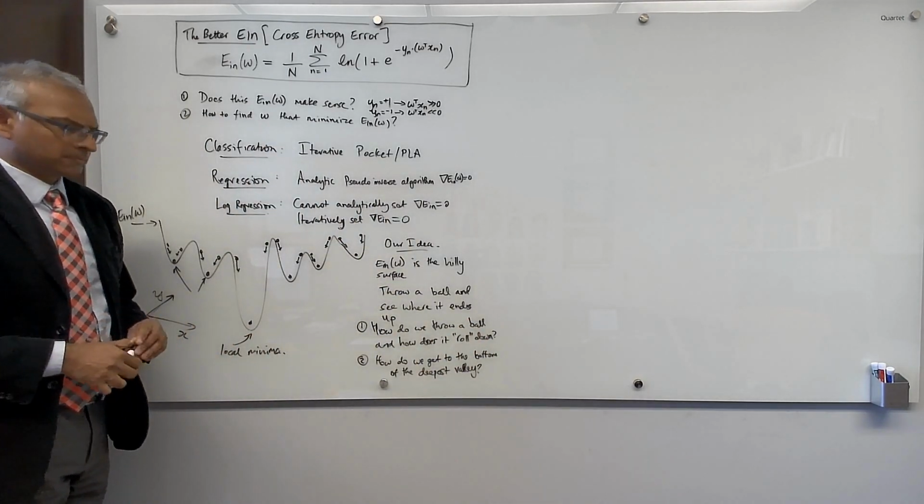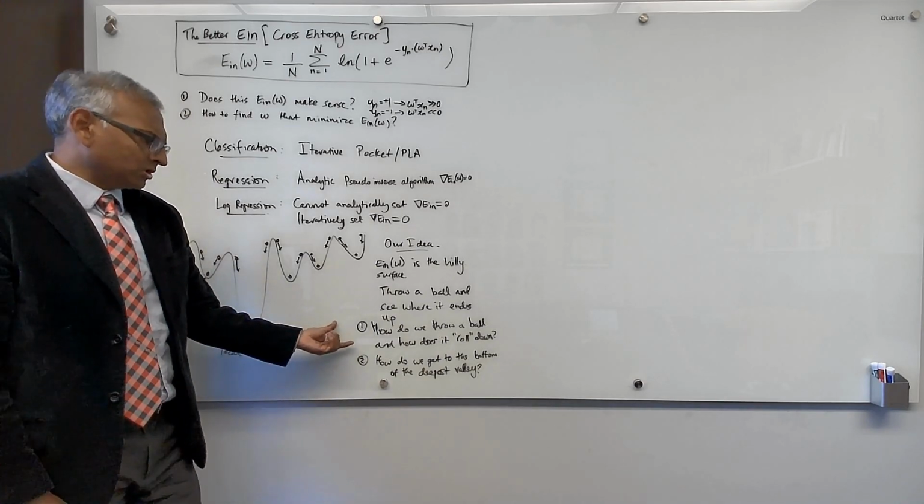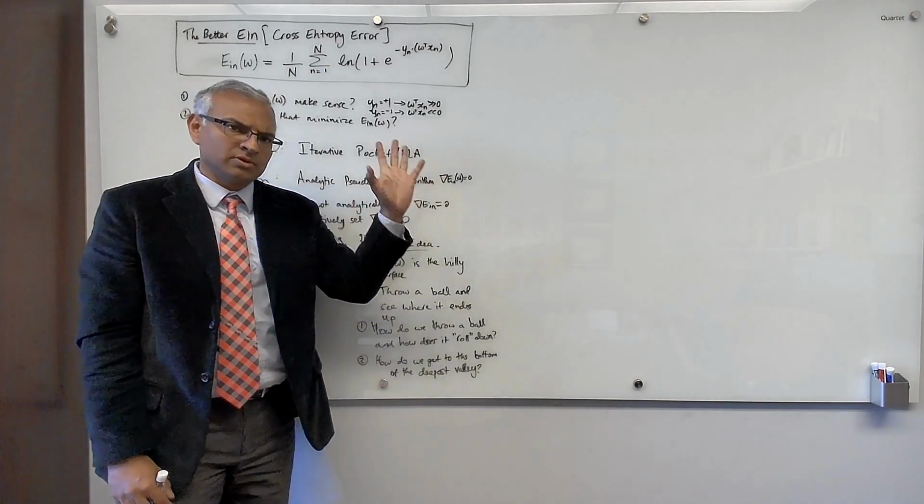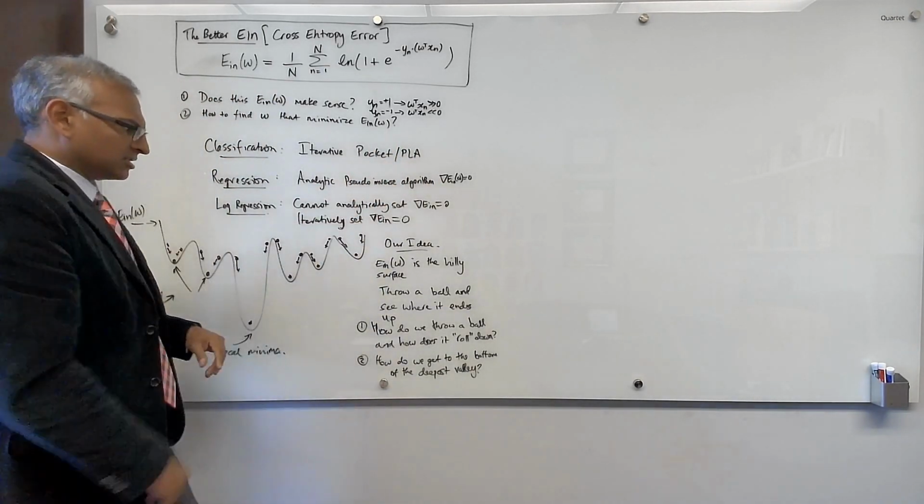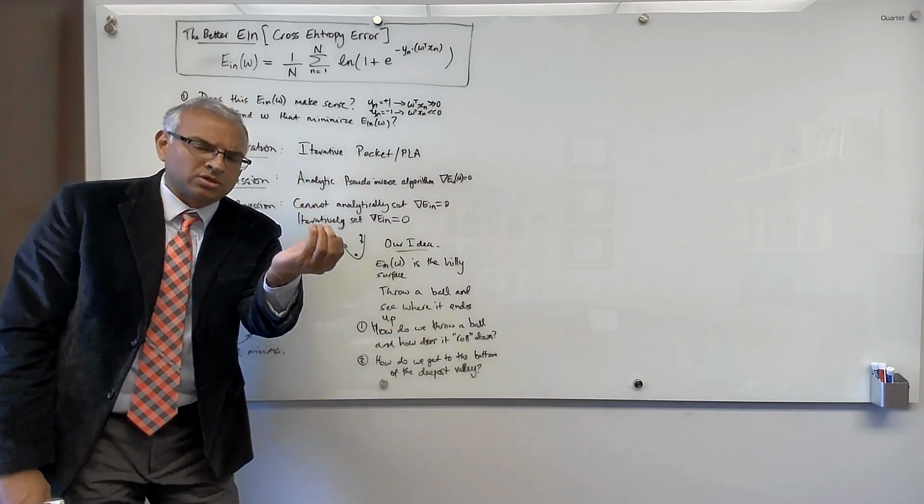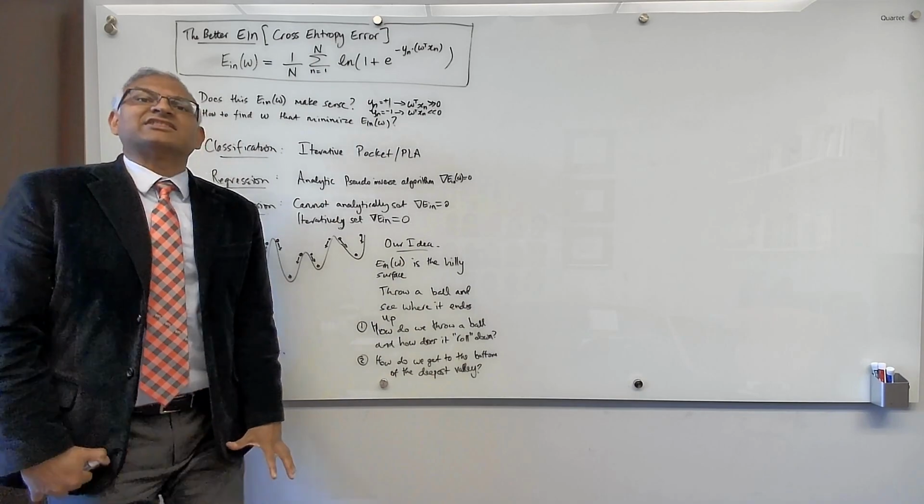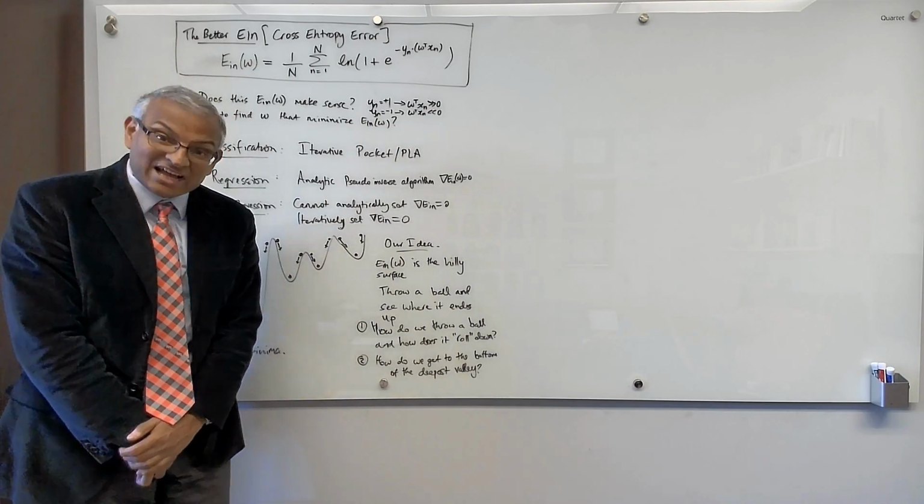So, how do we throw the ball and how does it roll? It's going to turn out that it's not going to matter too much how we throw the ball, so where you start in this space, and how it rolls. That's what we call gradient descent, so that's what we will derive. But how do we get to the deepest valley? Well, that's a deep question, so let's answer it.